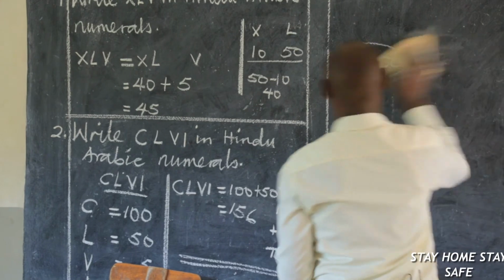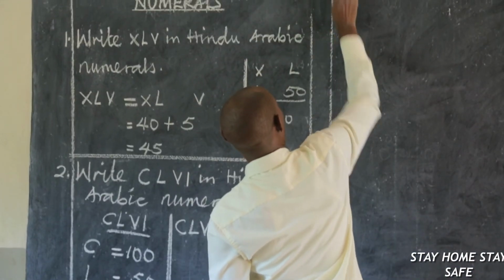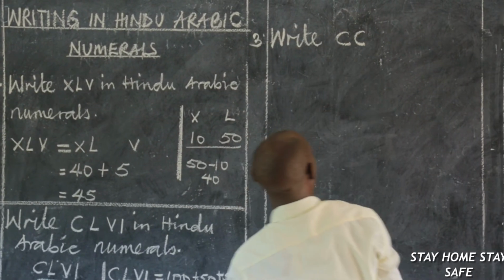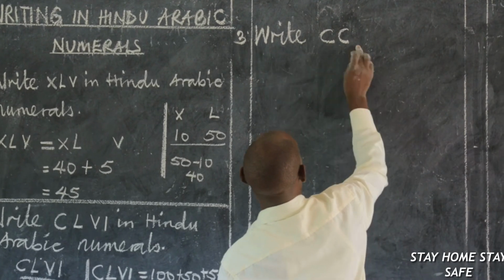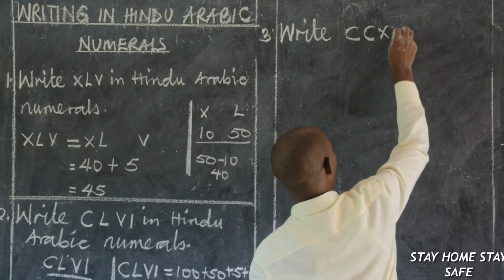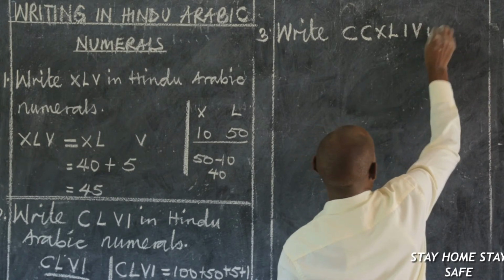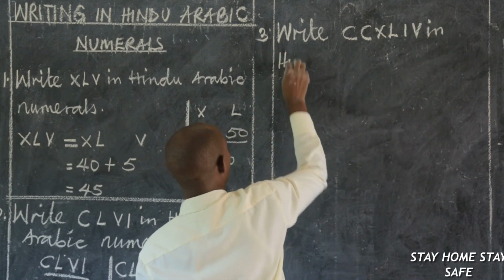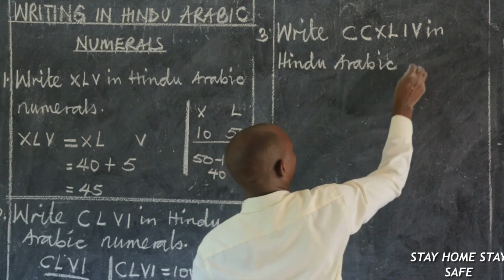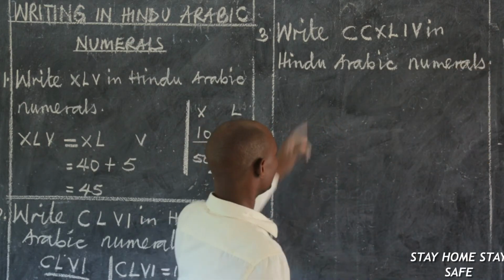Let's look at another example where we have number 3, right. CC, okay, CC, then XL, then IV in Hindu-Arabic numerals.